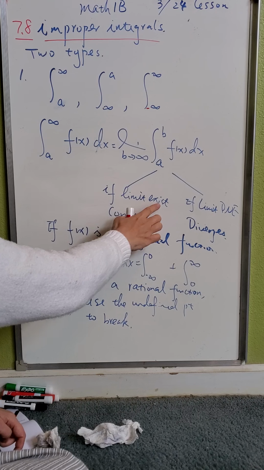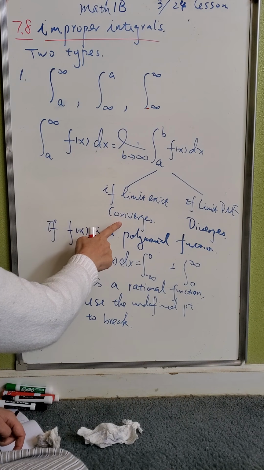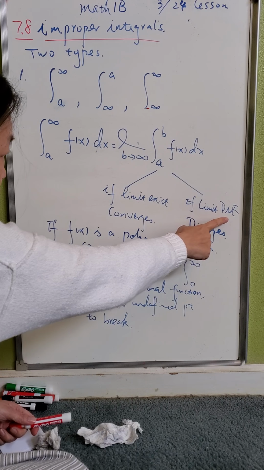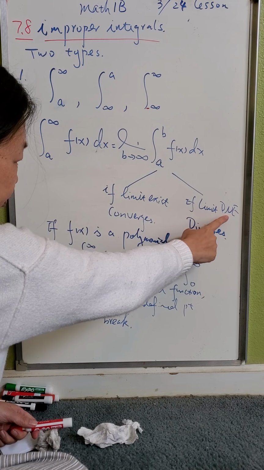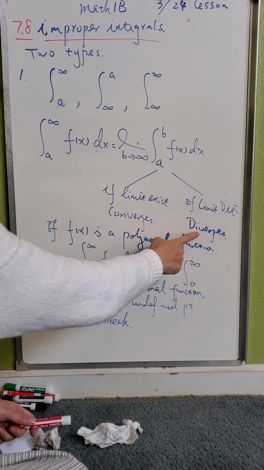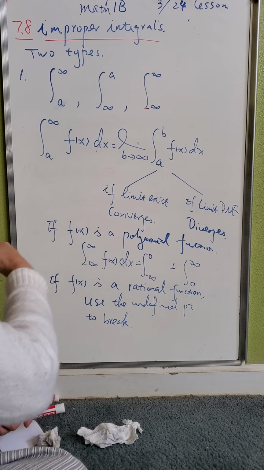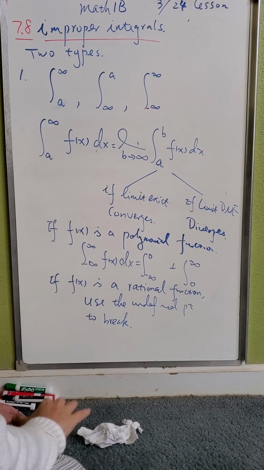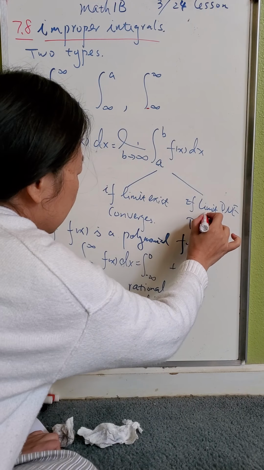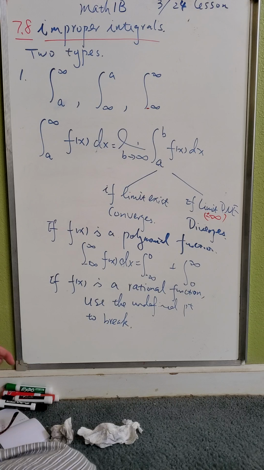If we actually get a number out, if the limit exists, we call the integral convergent. It means it converges to a number. If the limit does not exist, DNE, then this integral will diverge. It means you have no control. It doesn't converge to a number; it goes to infinity, or does not exist. That includes the cases where the answer is positive or negative infinity.